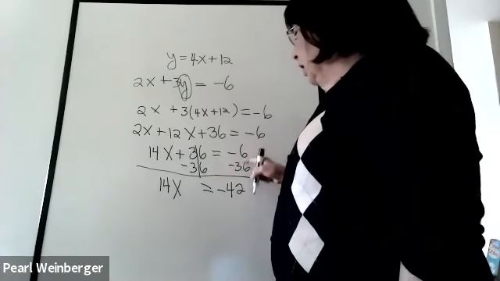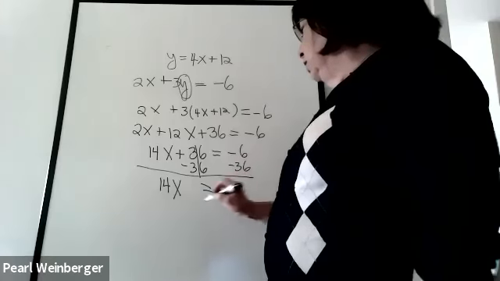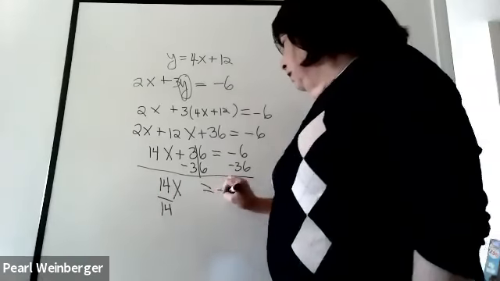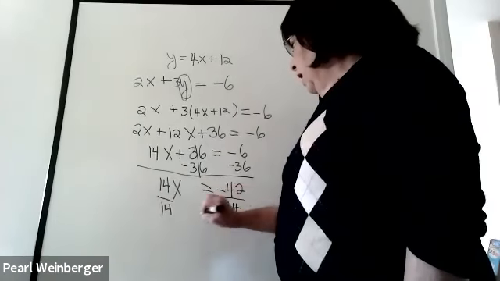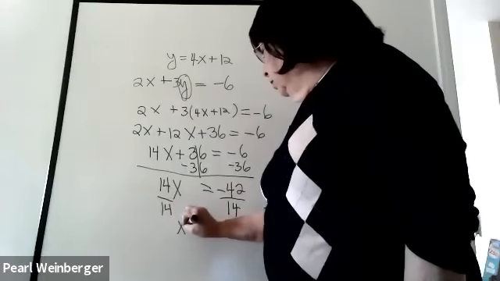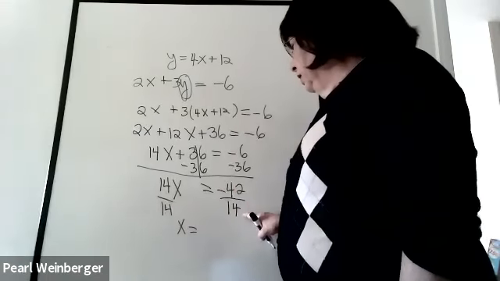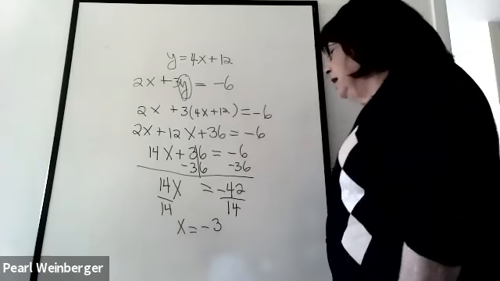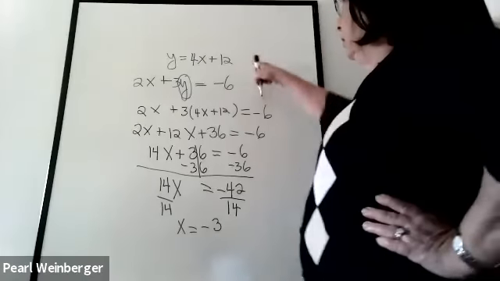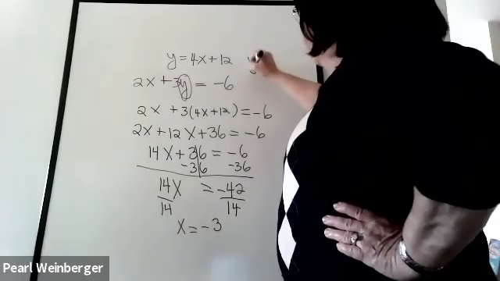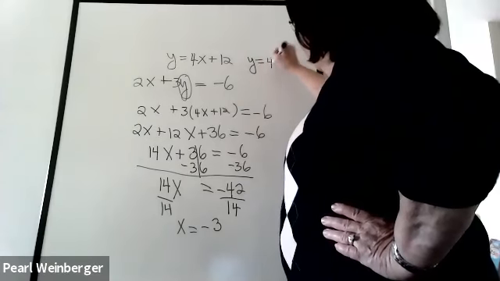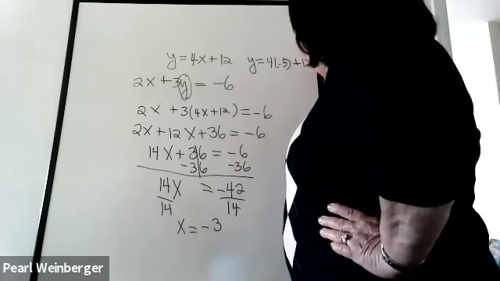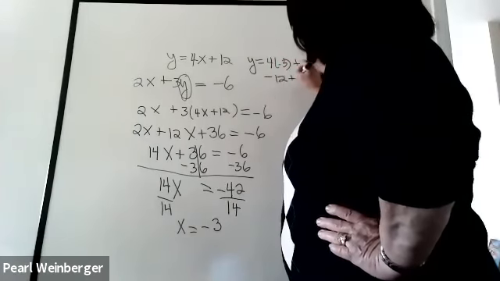You could certainly use your calculator to do that. Negative 6 minus 36 will give you negative 42. And now divide both sides by 14. And that'll give you x equals, well, 42 divided by 14 is 3. So this is negative 42 divided by 14 is negative 3. So I now know what the x is. To find the y, I'm going to go y equals 4 times, my x is negative 3 plus 12, which will give me negative 12 plus 12, or 0.